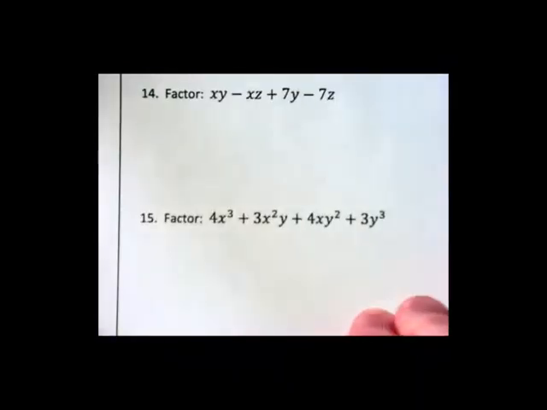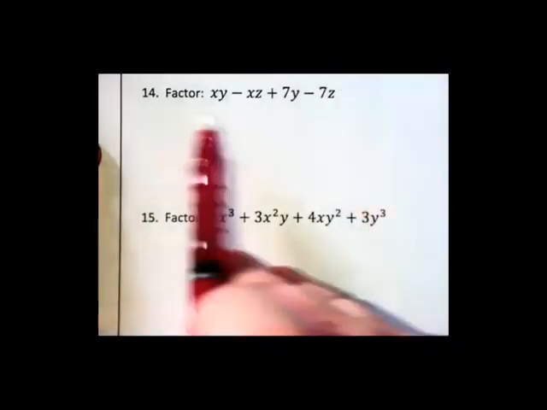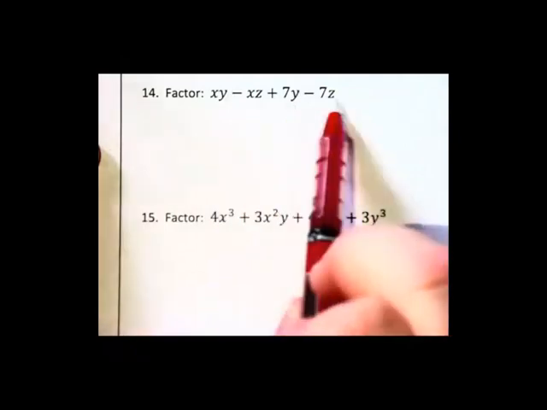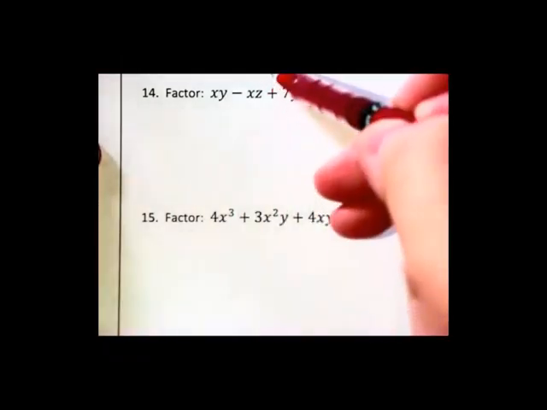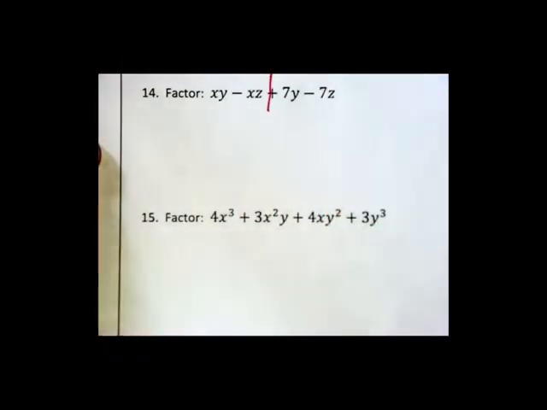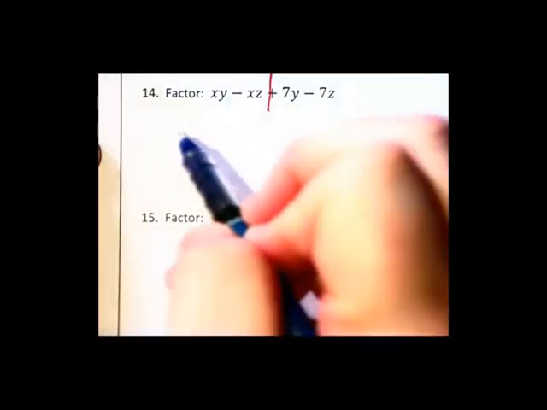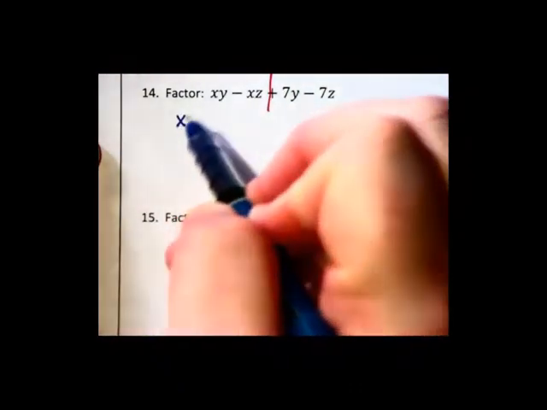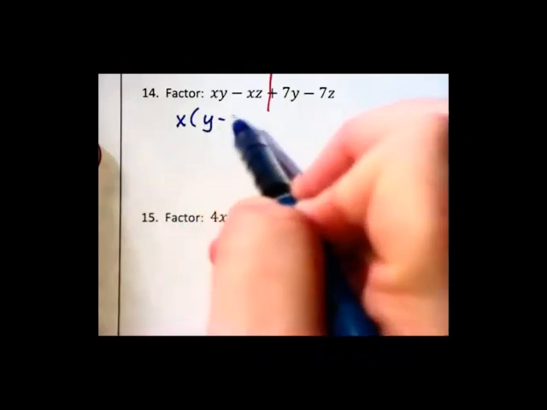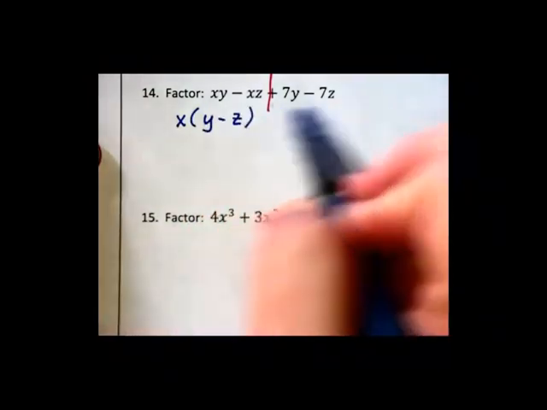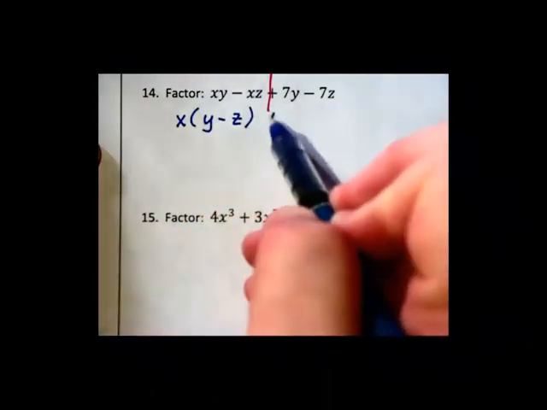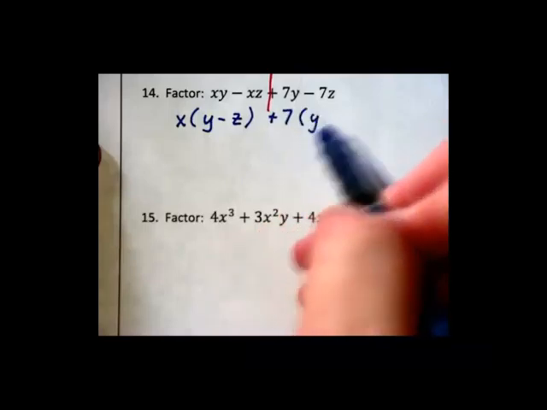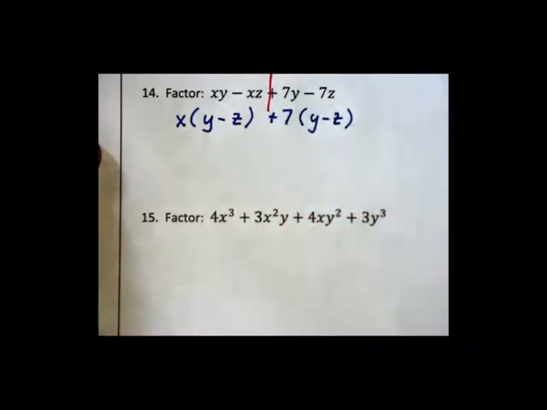Okay, number 14. Nice good review here. Hopefully it's helping you. We see 4 terms. 4 terms usually leads us to the grouping method. I don't see a common term that can be factored out, so I'm going to move on to splitting the problem in half. In the first 2 terms I can divide out an x, leaving y minus z. And in the second half of the problem I can divide out a 7, leaving y minus z.